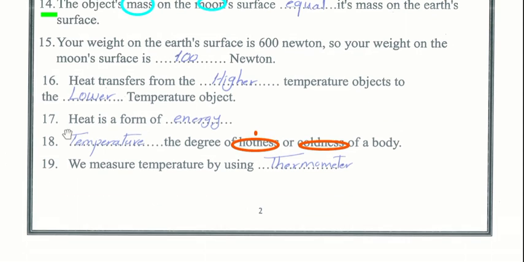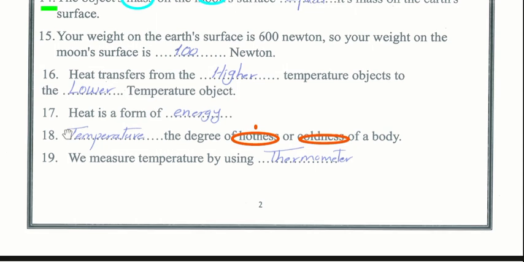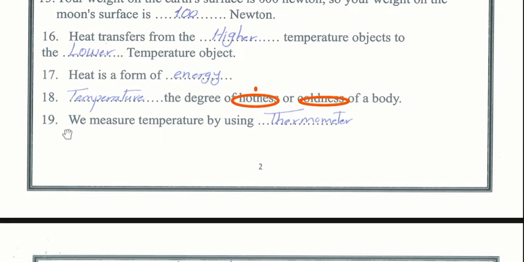Number 16. Heat transfers from higher temperature object to lower temperature object. From the higher to lower. So number 17. What is the heat? Heat is a form of energy. 18. Dots is the degree of hotness or coldness. Okay? Hotness or coldness, temperature.